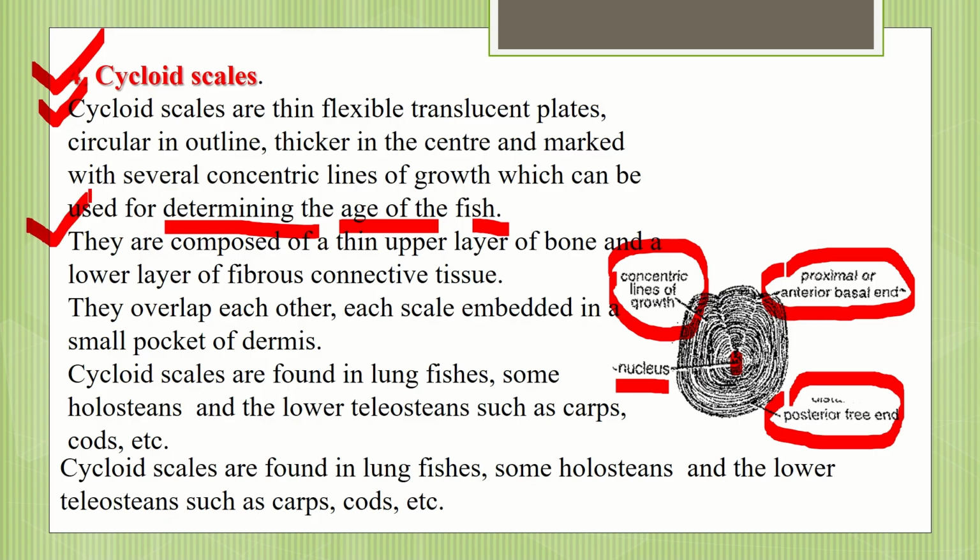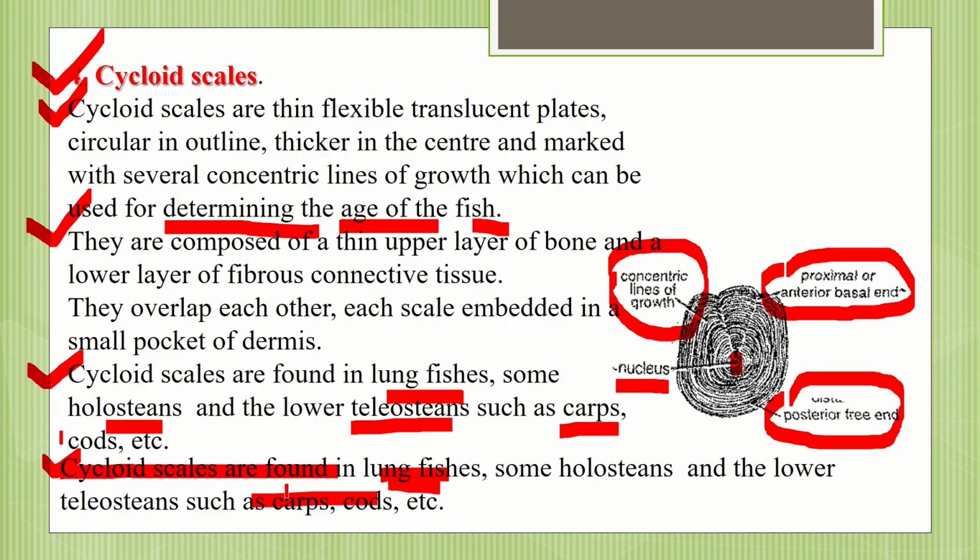They are composed of a thin upper layer of bone and a lower layer of fibrous connective tissue. They overlap each other, each scale embedded in a small pocket of dermis. Cycloid scales are found in lungfishes, some holosteans, and lower teleosteans such as carps and cods. This is about the cycloid scale.